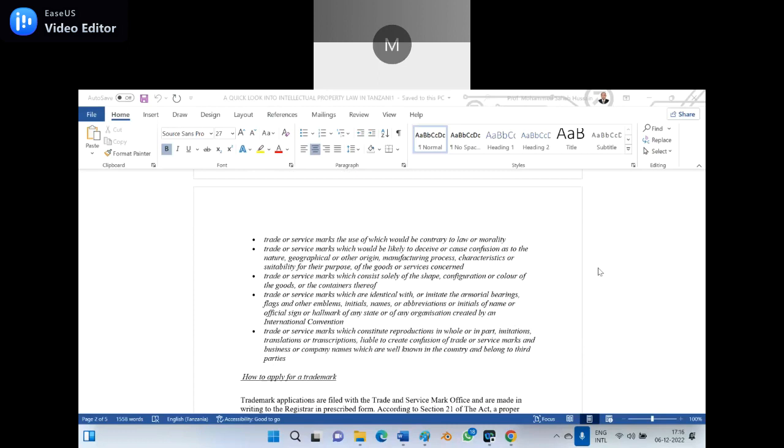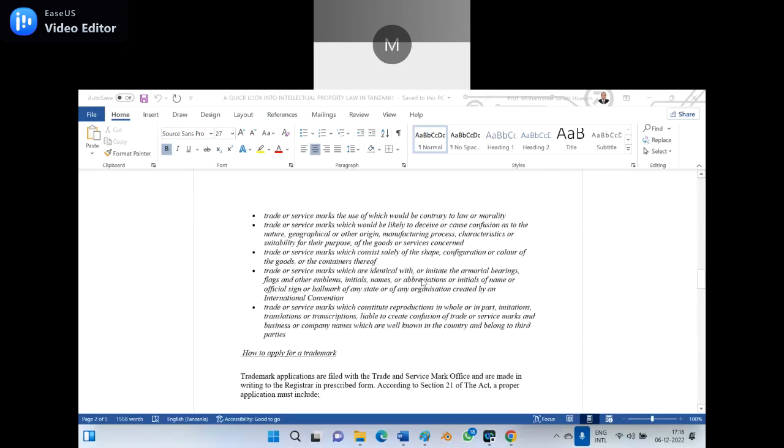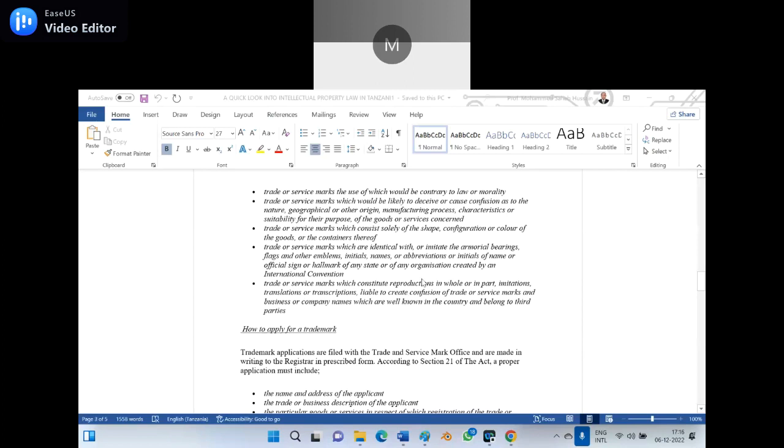The second bullet is trade or service marks which would be likely to deceive or cause confusion as to the nature, geographical or other origin, manufacturing process, characteristics or suitability for their purpose of the goods or services concerned. There also restrictions should be there. Third, trade or service marks which consist solely of the shape, configuration or color of the goods or the container thereof. So such a thing also will not be allowed.